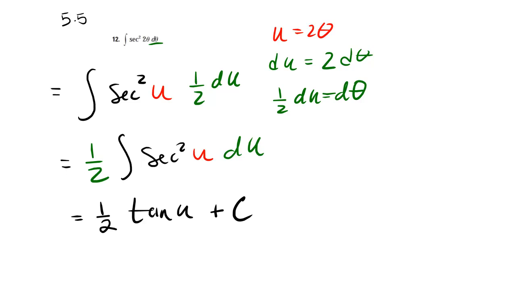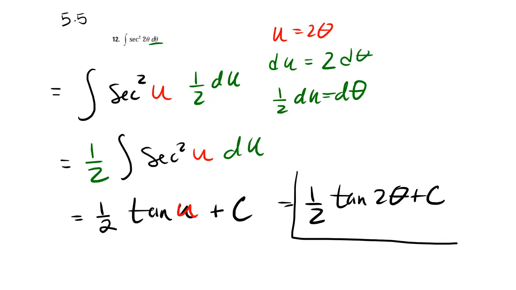And we're very, very close to being done, except the u there is not what we originally had. We originally had this in terms of theta. So 1/2 tangent of 2 theta plus a constant would be the solution. You could verify this by taking the derivative here and seeing that it turns into secant squared, and by the chain rule, the 2 would cancel out the 1/2.